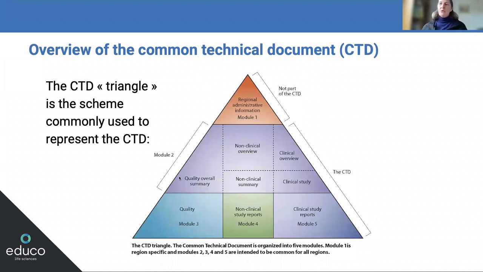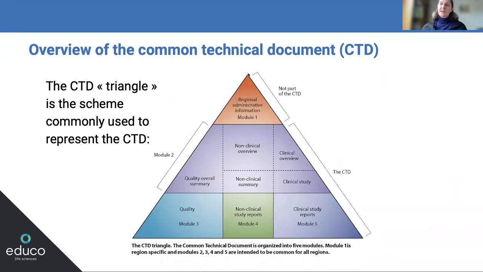But for the non-clinical and clinical data, this module 2 is really, really essential, because this is where you have overview and summary. This is where you will present the results, how you interpret the results of your study. This is also where you will explain why you chose such and such design of your studies in relation to your indication, etc. So this is actually where I would say an evaluator would start if he wants to assess the safety and the efficacy of your product.